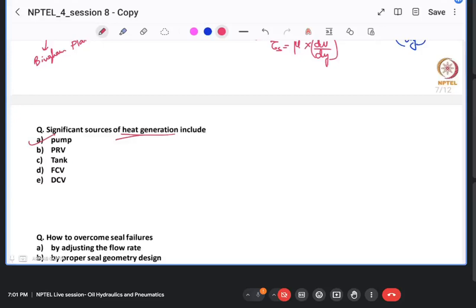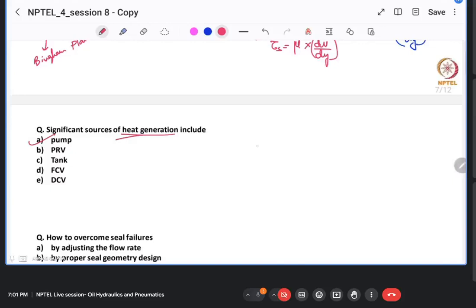Your pump may get heated up after a considerable duration of operation. Then your pressure relief valve. In your PRV, what happens is that it opens against a particular fluid pressure. So indirectly, it means that it withstands a certain threshold value of fluid pressure.